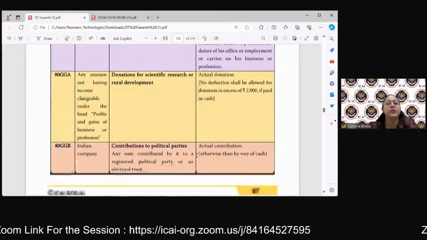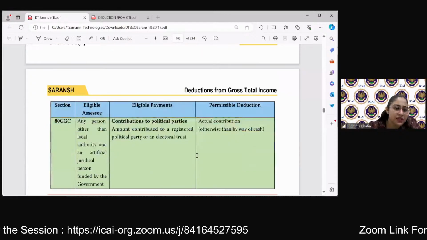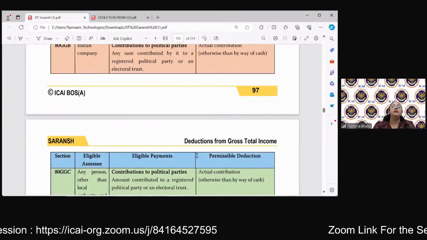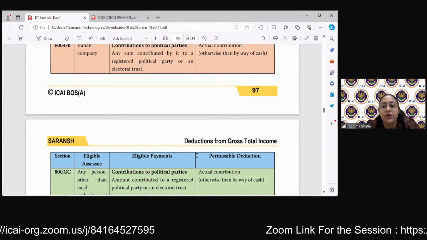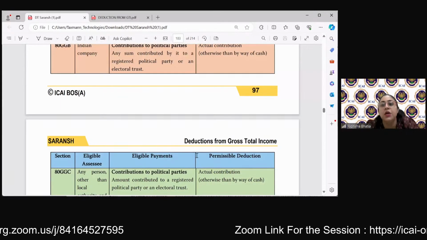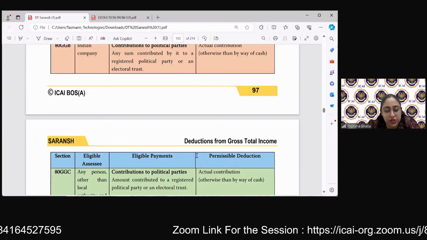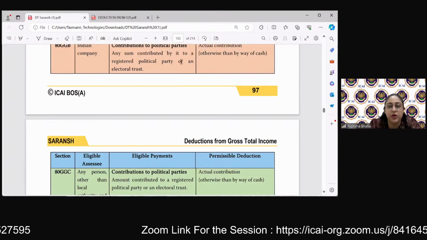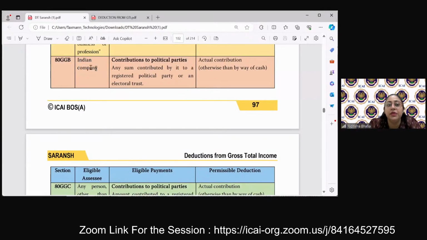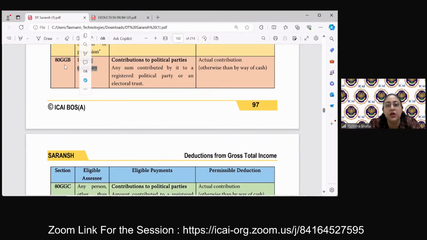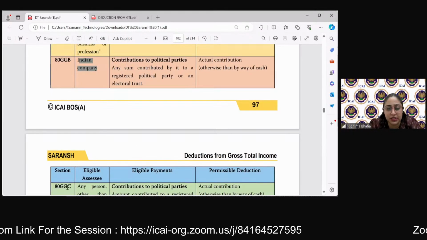Before coming to 80GG, let's do other donation categories, which are 80GGA, 80GGB and 80GGC. 80GGB and 80GGC are for political parties. So when you're making a contribution to political parties, you get a deduction under 80GGB and 80GGC. What is the difference? 80GGB is for Indian companies strictly. So only Indian companies making donations would get deduction under 80GGB. Others than Indian companies making donations to political parties will get deduction under 80GGC.